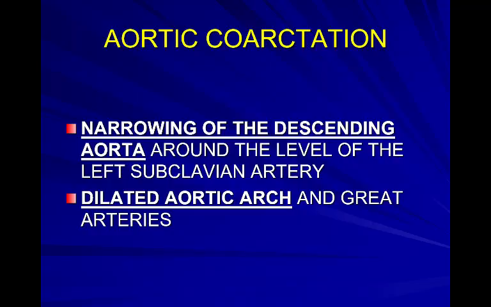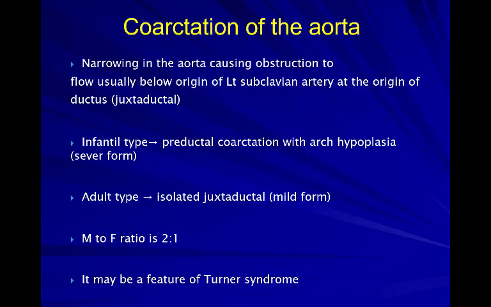Coarctation of the aorta is narrowing of the descending aorta around the level of the left subclavian artery, with a dilated aortic arch and great arteries. It is a narrowing in the aorta causing obstruction to the flow, usually below the origin of the left subclavian artery at the origin of the ductus. It is called postductal or juxtaductal.